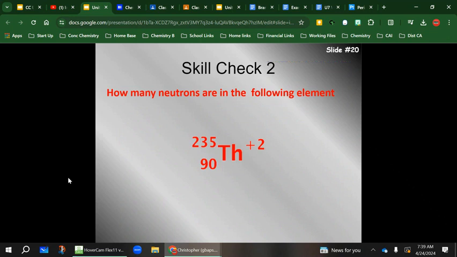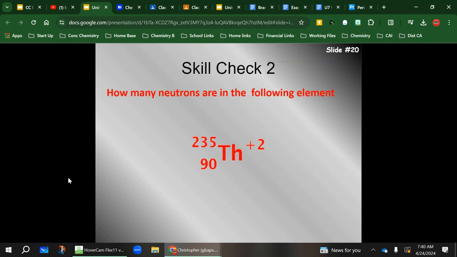So if we take these and we subtract them, we are left with the number 145, and this is the number of neutrons. Okay? So that is the number of neutrons, ladies and gentlemen. Again, I told you this yesterday. I will tell you this again today, and I am stressing this to you.